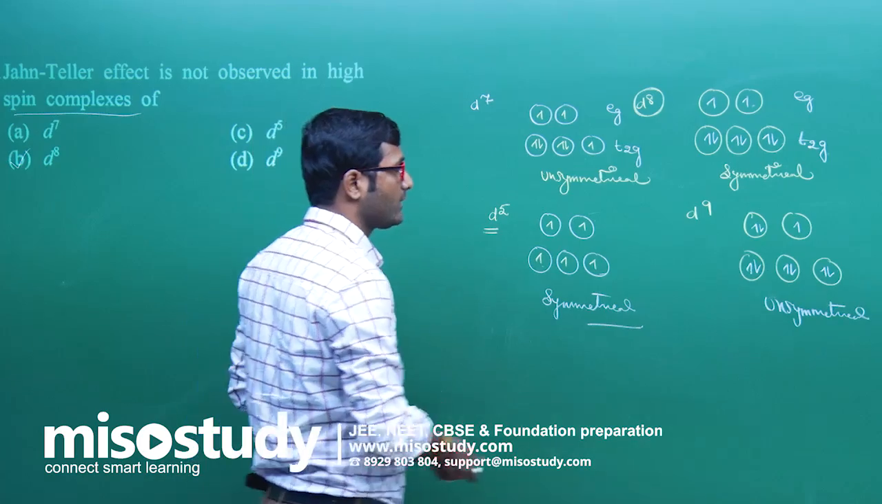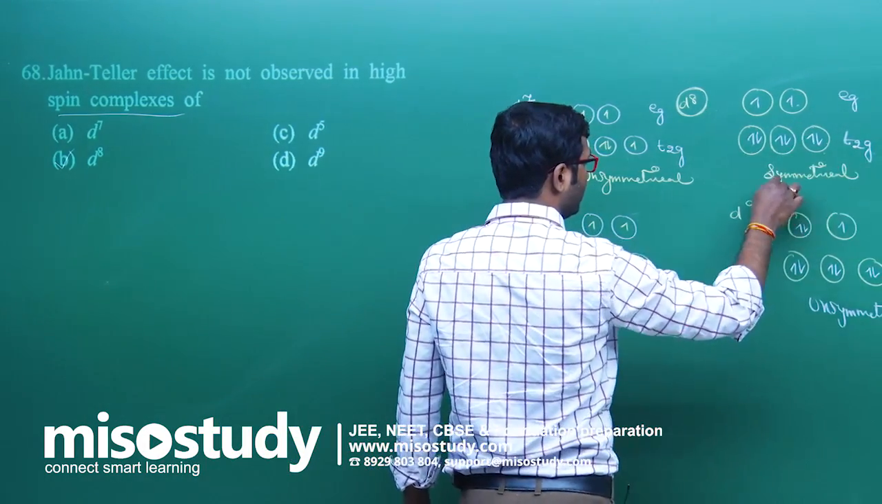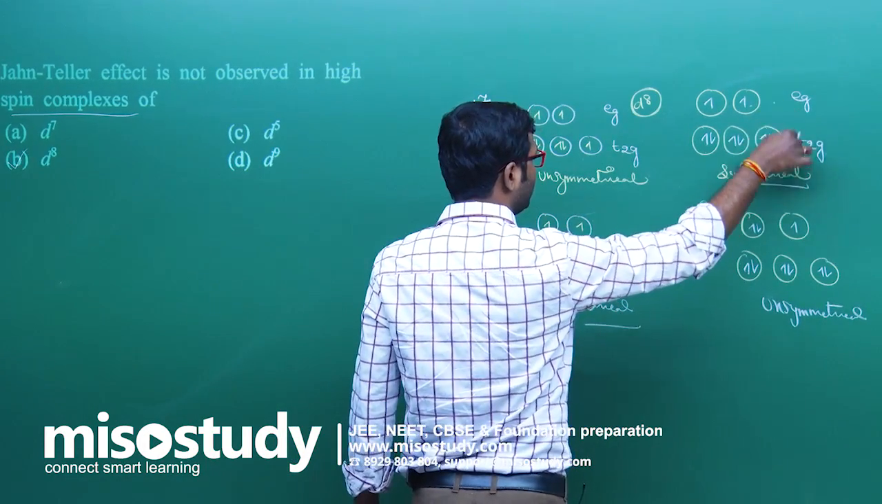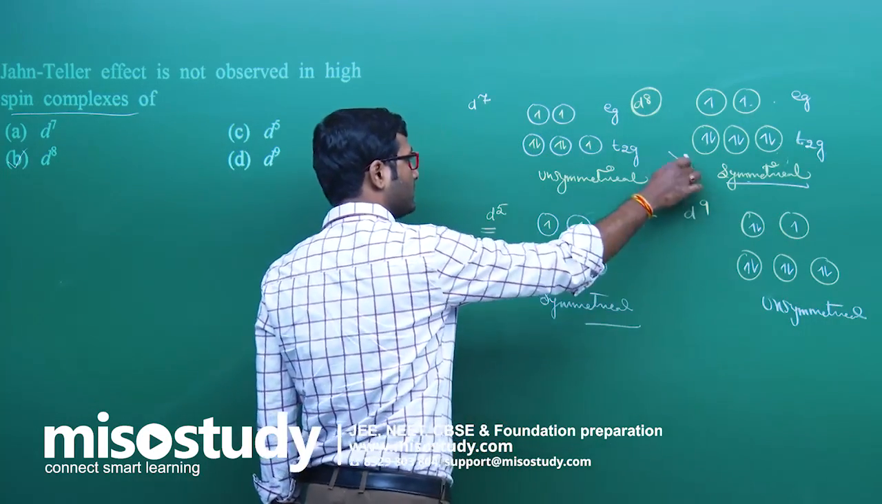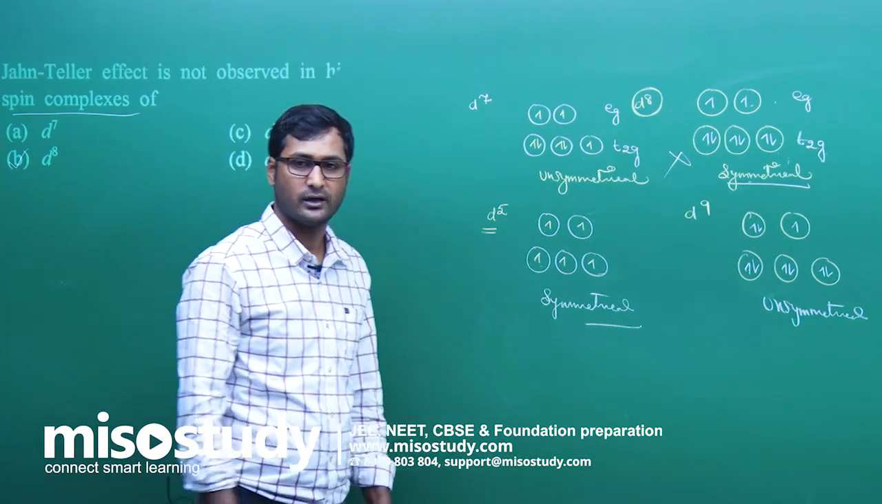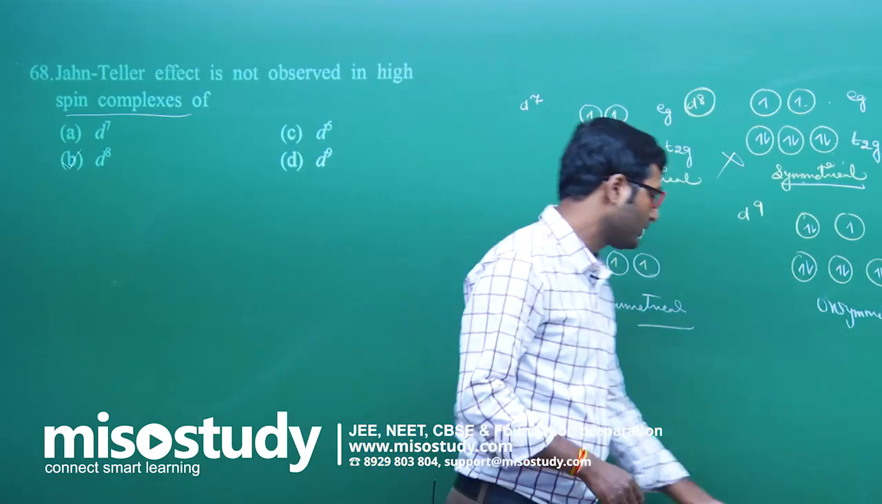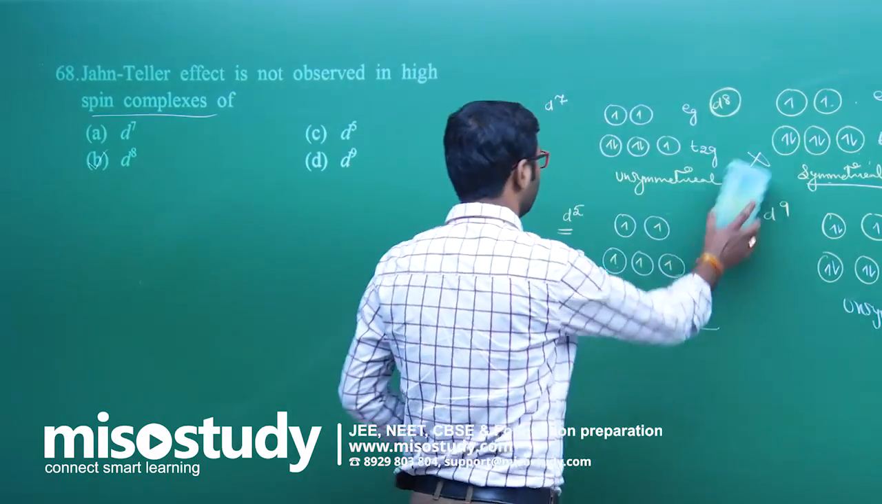Is it clear? Look at unevenly distributed degenerate orbitals as well as symmetrical. So in this case, Jahn-Teller effect is not observed. Clear? Now I'm going to rub this part and let's move to the next question.